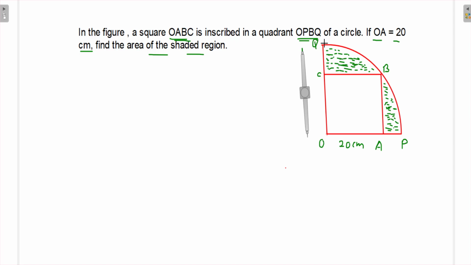So how will you find the area of the shaded region? It will be the area of the quadrant minus area of the square. But to find the area of a quadrant, we will require the radius. So first join OB. OB is a radius, and since this is a square, this angle will be 90 degree, and therefore OAB is a right angle triangle. So by using Pythagoras theorem, we can find the radius. So first find the radius OB.